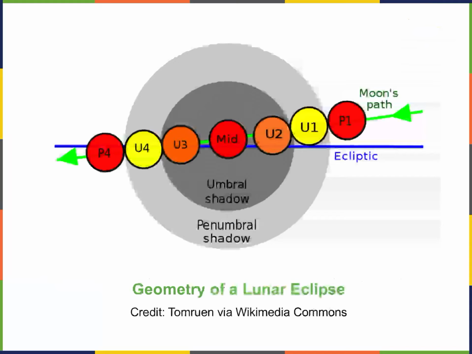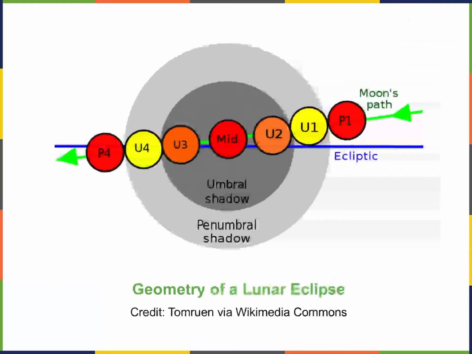There's a figure showing this in the book, but I didn't think it was as helpful as this one, which I found online. Don't worry about the difference between the total shadow, which is called the umbra, and the partial shadow, which is called the penumbra. Also, don't worry about the different stages shown, such as penumbra 1, umbra 1, etc.